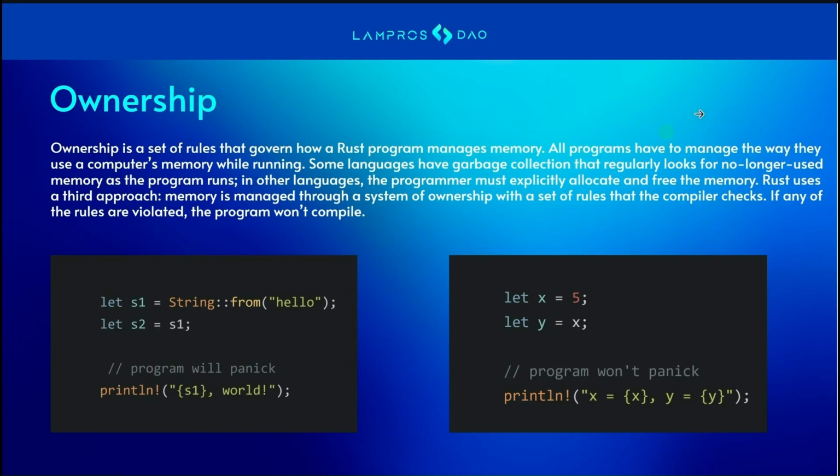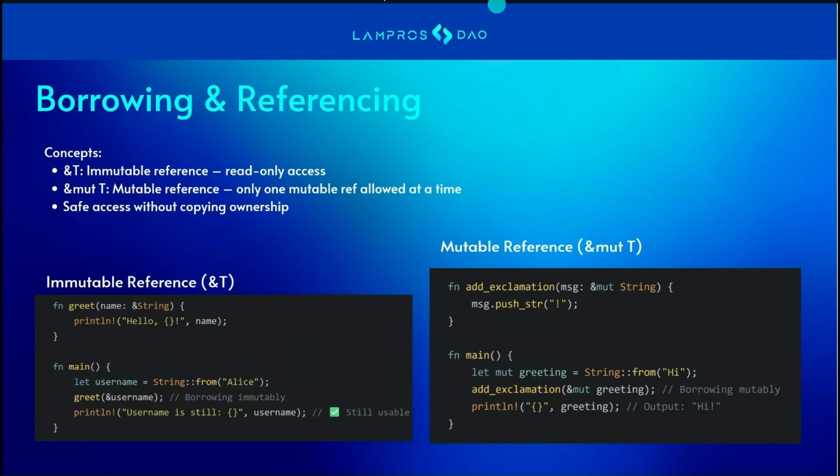Okay. So moving forward, borrowing and referencing. Here we have the concept of referencing. We have two types of referencing: one is immutable referencing and the second is mutable referencing. Immutable means you have read-only access, and mutable means you can change the value, but only one mutable reference is allowed at a time. For example, on the left-hand side we have an immutable reference.